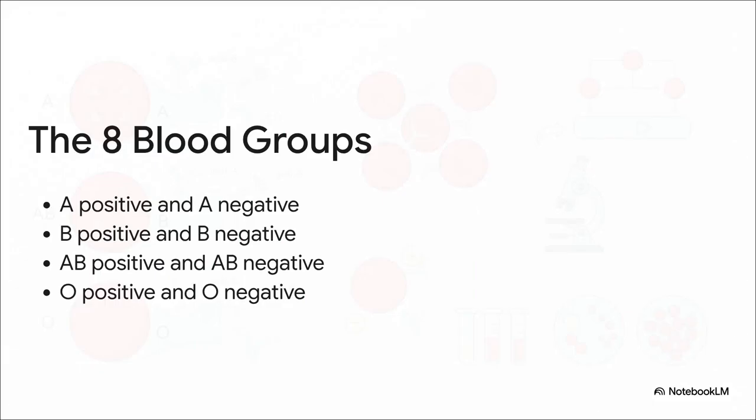So combining the 4 ABO groups with the positive or negative status of that RHD antigen gives us the definitive list of the 8 major blood types. Every single inherited possibility is covered: A, B, O, and AB, each with a positive and a negative variant.